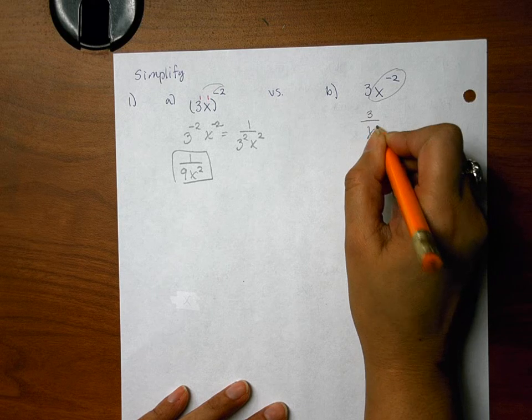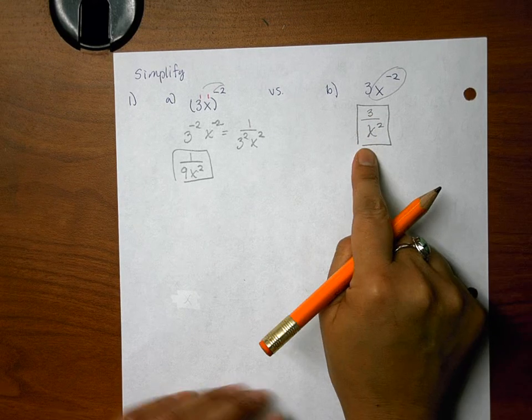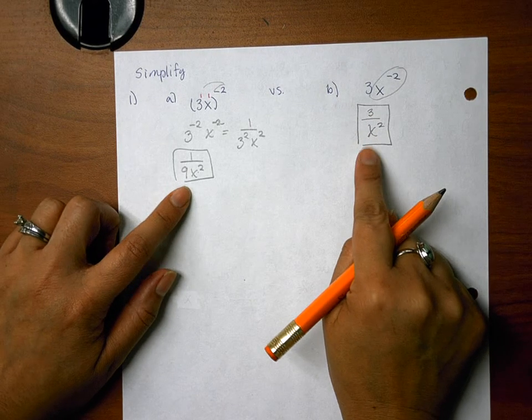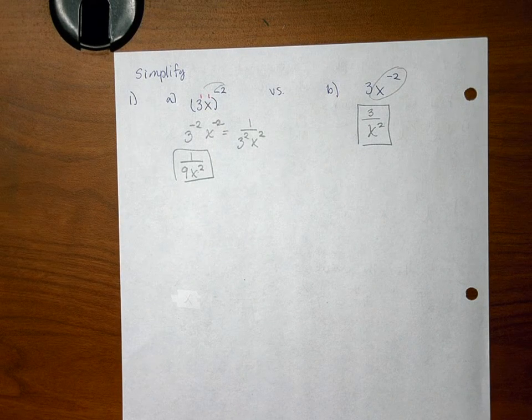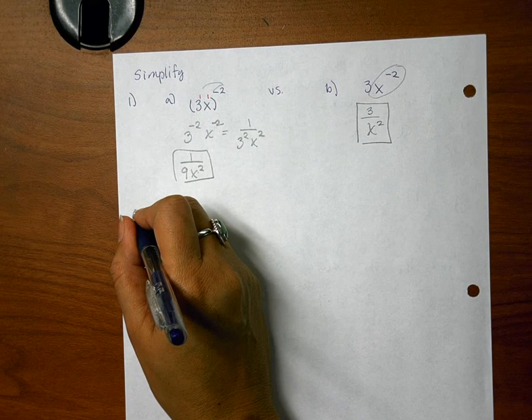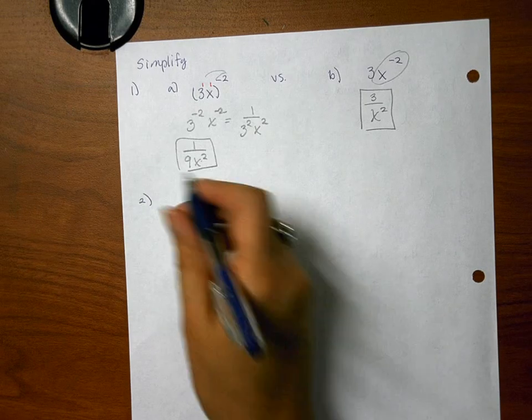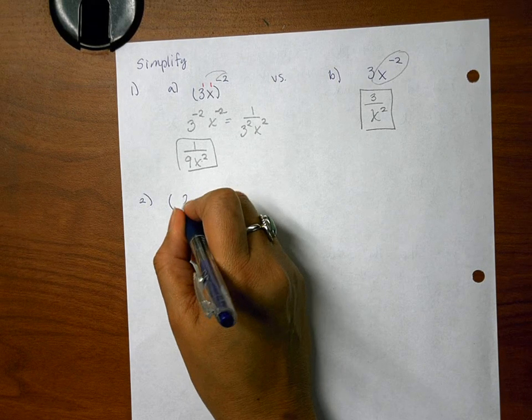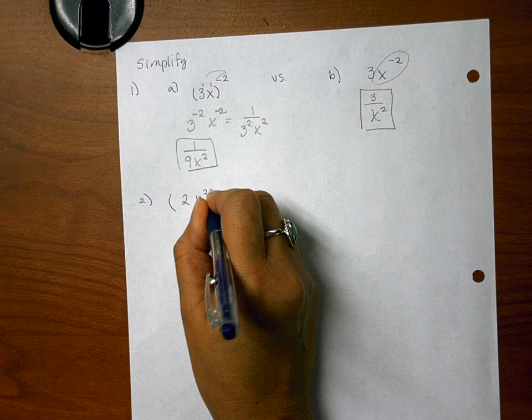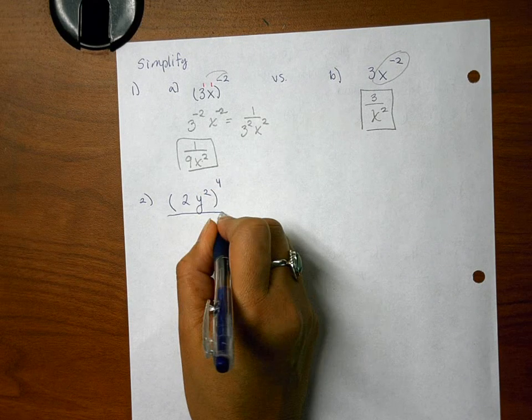Versus this one here, only the x is being raised to the negative, so it is the only thing that moves. The 3 does not. 3 stays put, 3 over x squared, and you are done. Notice the difference. The parentheses does make a difference. You want to make sure you understand that for quizzes and tests. Okay, number 2.